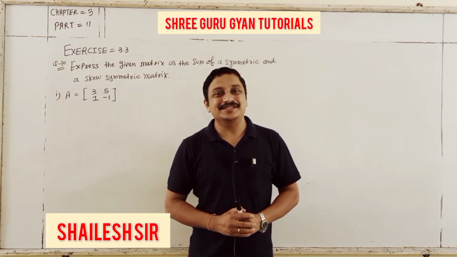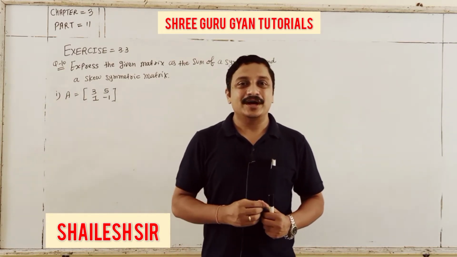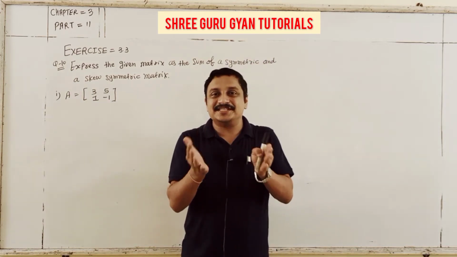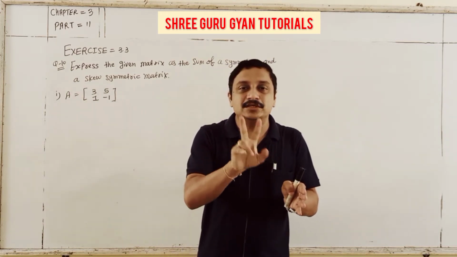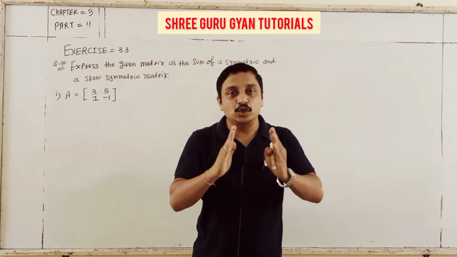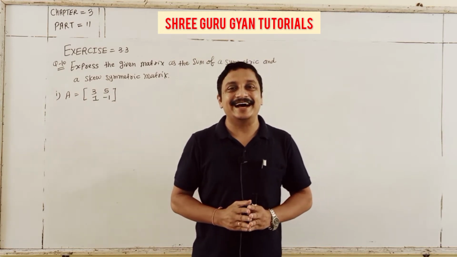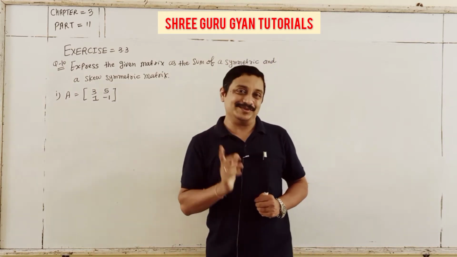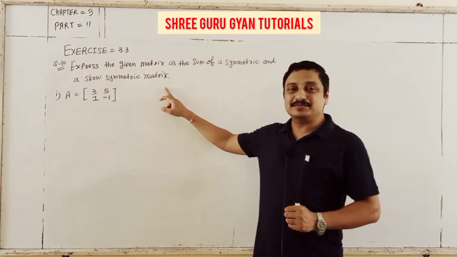In matrices, students, today I continue our new topic. Any matrix can be represented as a sum of two parts, one symmetric and second skew symmetric. So let's start question number 10.